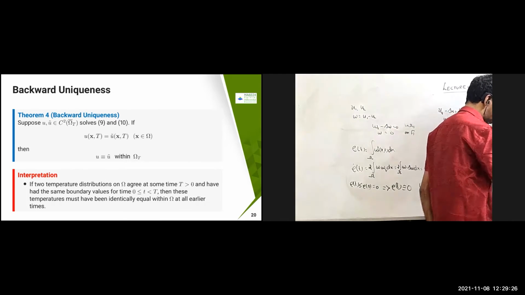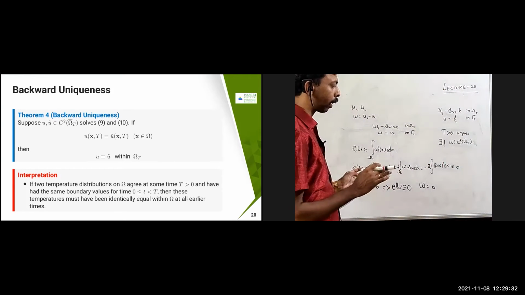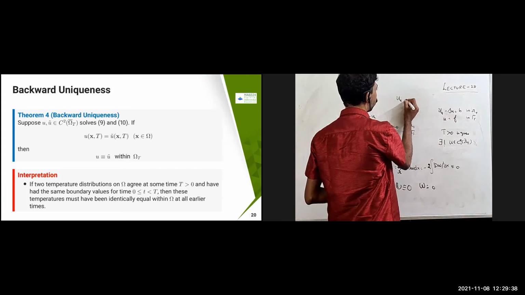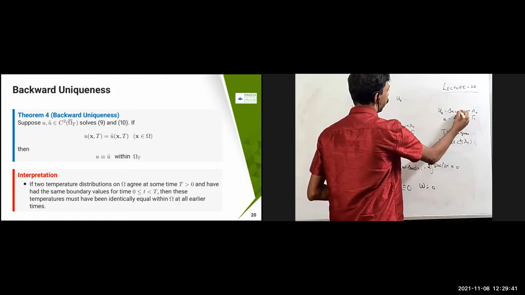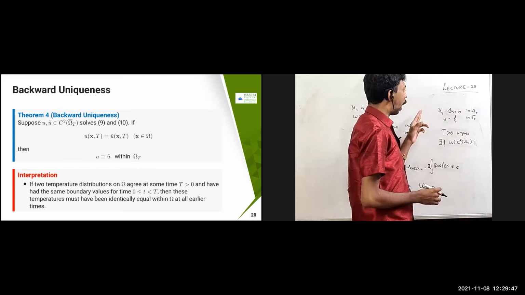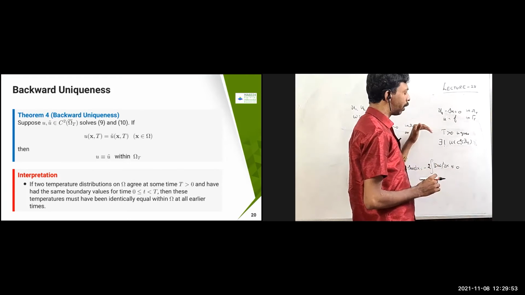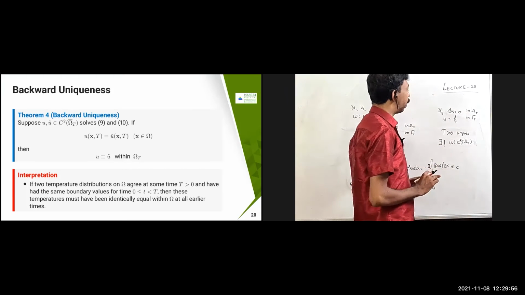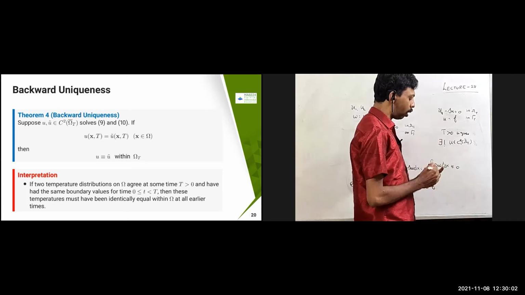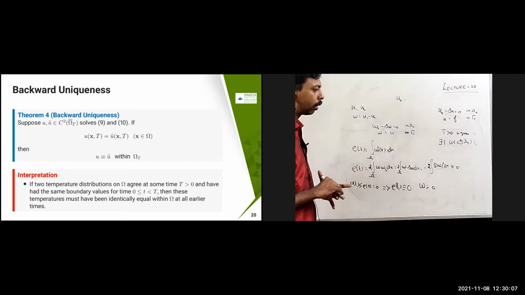The interpretation of this is that if two temperature distributions on omega agree at some time t greater than 0, okay, so suppose you have a heat equation, u t minus del u equal to 0, and you have obtained two temperature distribution functions that agree on omega at some time t greater than 0. And suppose both have the same boundary values. Then this theorem asserts that these temperatures must be identically equal within omega also, at all earlier times also. This is called backward uniqueness.